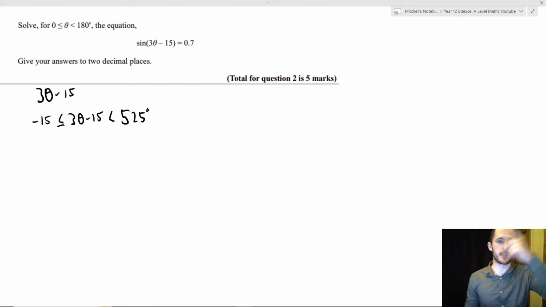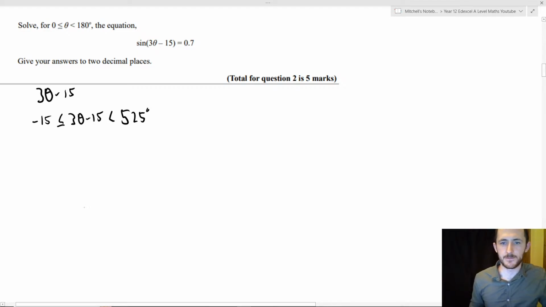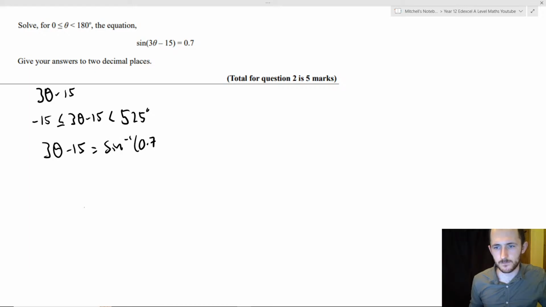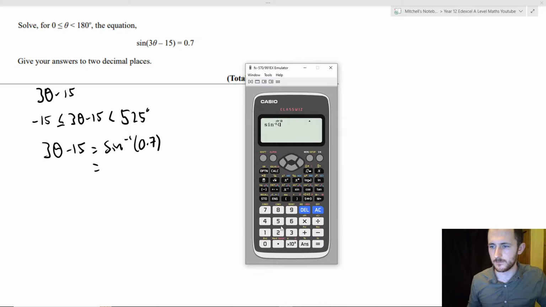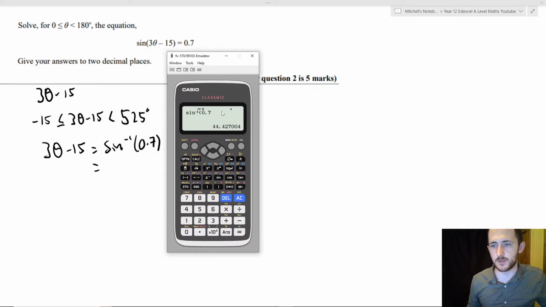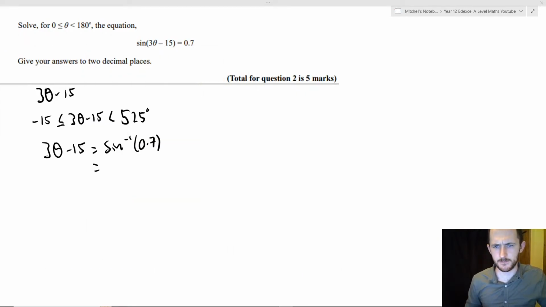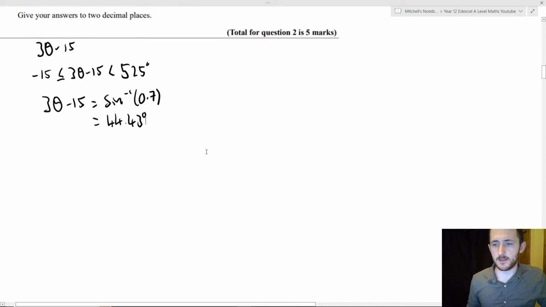In this one, we're more than likely going to go round the CAST diagram multiple times. So it might get a bit messy, but hopefully you can see the idea. So that equals an answer of 44.4 degrees, and it says 2 decimal places, so 44.43 degrees. So again, let's go and look at the CAST diagram.